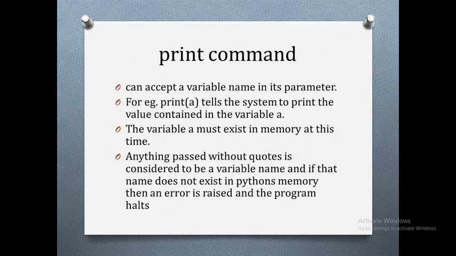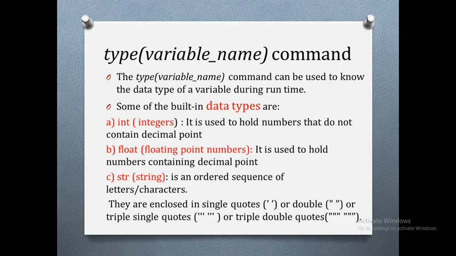And something more about the print command. The print command can take a variable as a parameter. Parameter means what we write inside the brackets of the print. That is, it can take a variable name. For example, print A gives the content of the value of the variable A. But if we are giving something inside the quotes, that string inside the quotes is displayed as such.